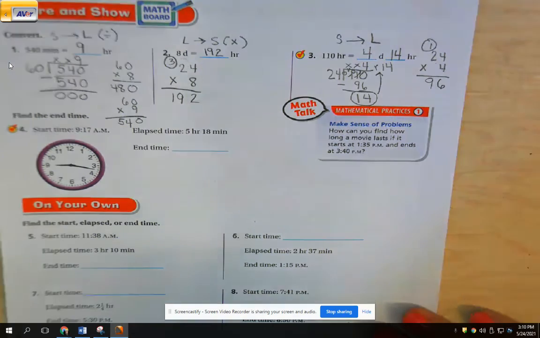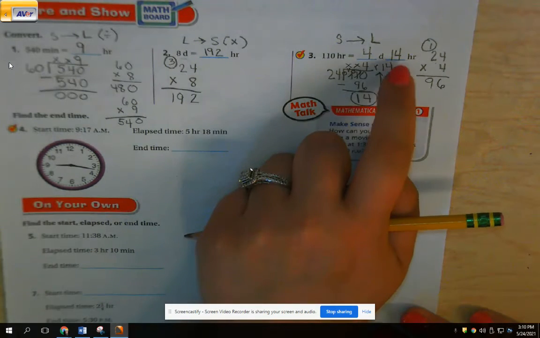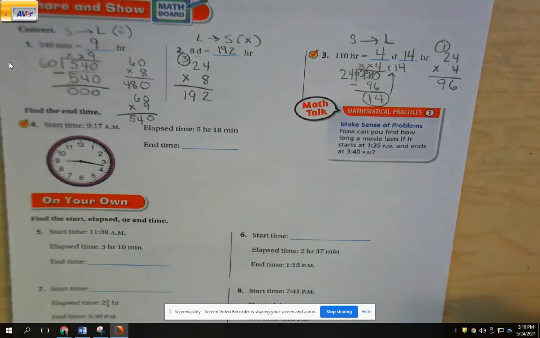We could not make another day because it takes 24 hours to make one day. And we only had 14 hours left over. Cannot do that.